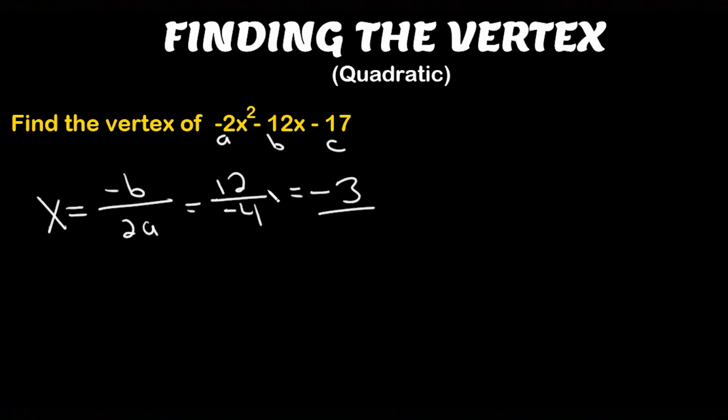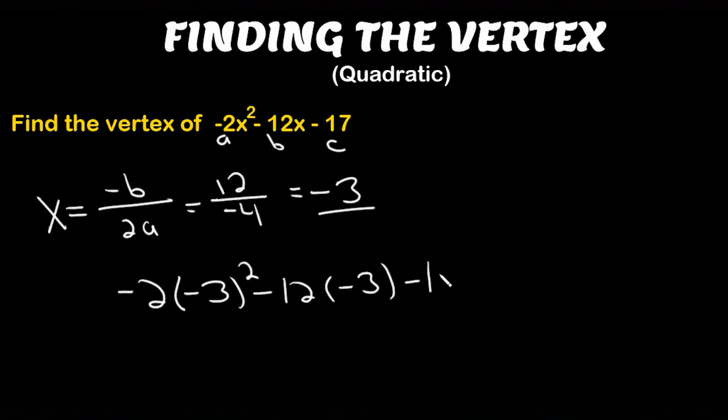Now we plug it back in to get the y value of the vertex. So I have negative 2 times a negative 3 squared. All right. Minus 12 times a negative 3, another x, right? And then minus 17. Okay, so going left to right here, negative 3 squared will give you 9. Times a negative 2 will be negative 18. So negative 18. Negative 12 times a negative 3, that is going to give you positive 36. So plus 36 and then minus 17.